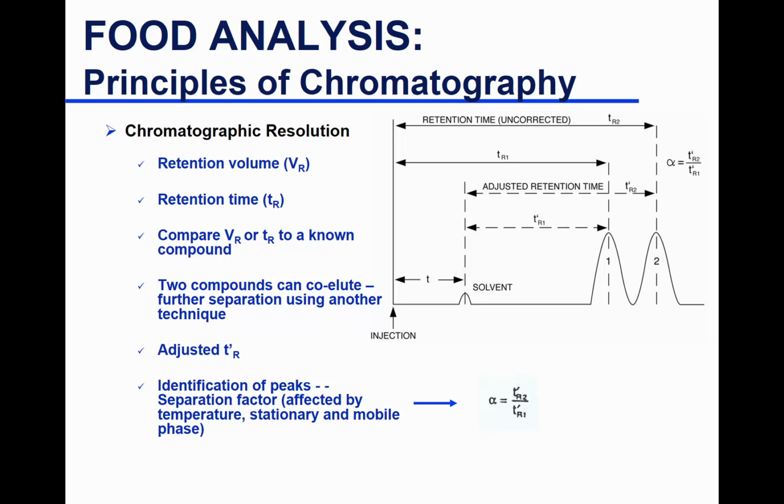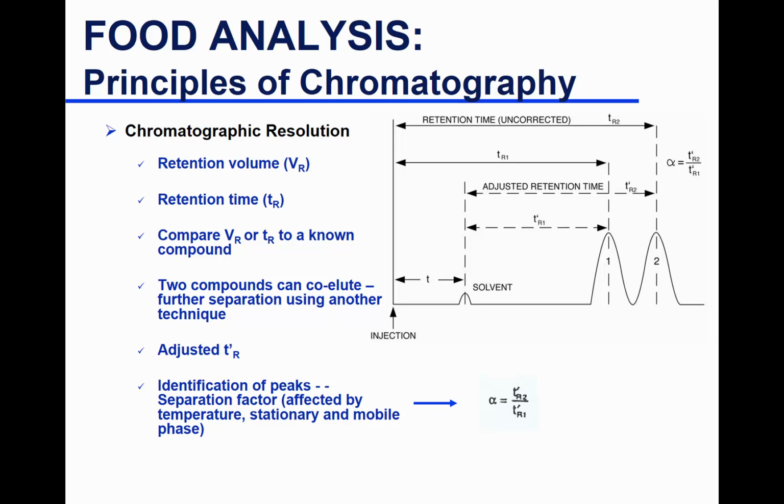However, oftentimes two compounds come out together. If they come out together, you have to do a further separation procedure. So you want to change your separation in a way that allows them to separate, to resolve from each other. So how do we determine the separation? There is something called the separation factor, this alpha here.